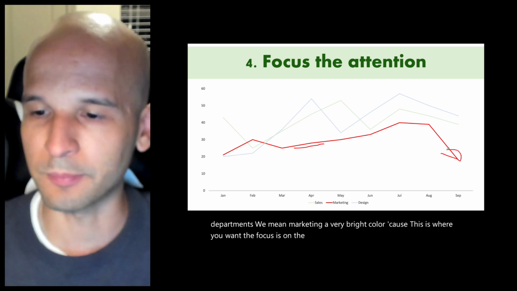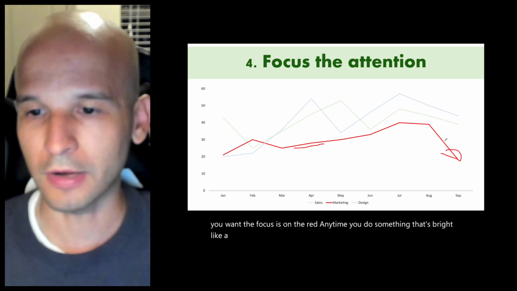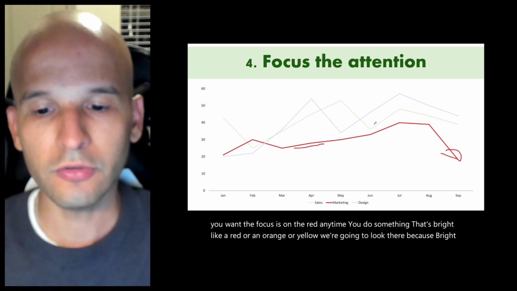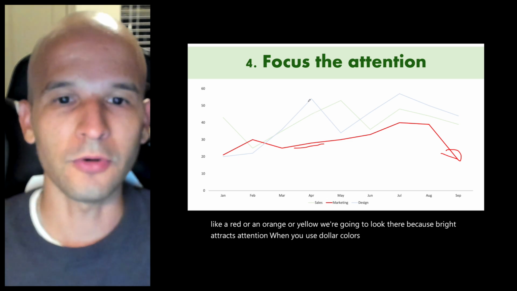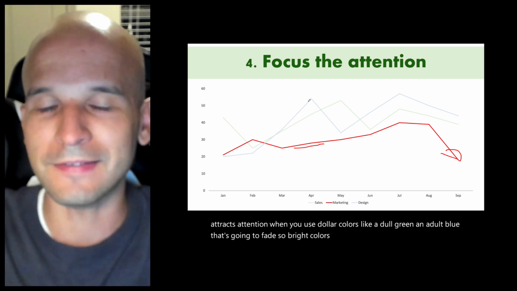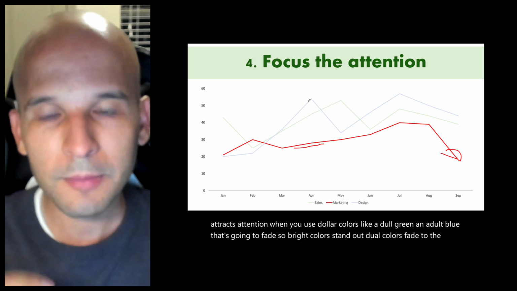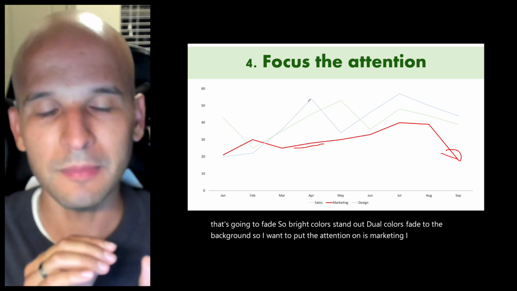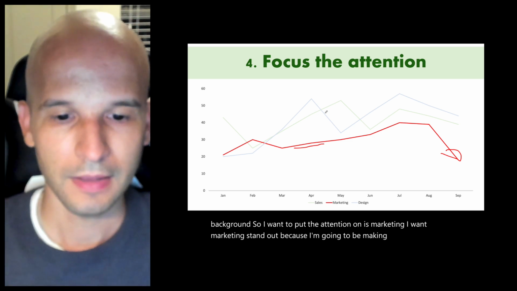Anytime you do something that's bright, like a red or an orange or a yellow, we're going to look there because bright attracts attention. When you use duller colors, like a dull green and a dull blue, that's going to fade. So bright colors stand out, dull colors fade to the background. So what I want to put the attention on is marketing. I want marketing to stand out because I'm going to be making a point about marketing.